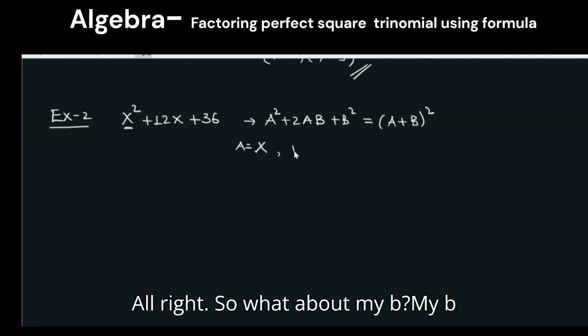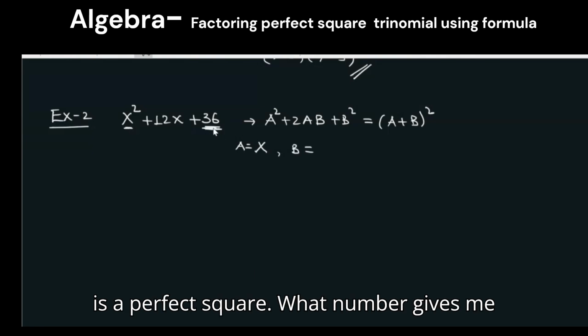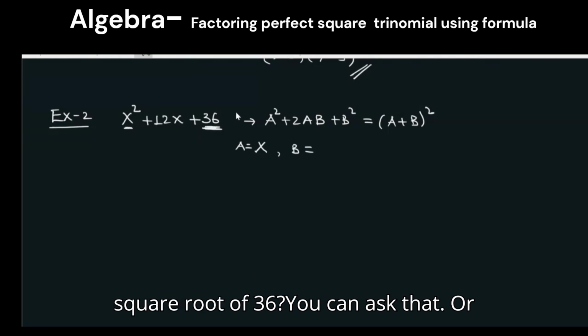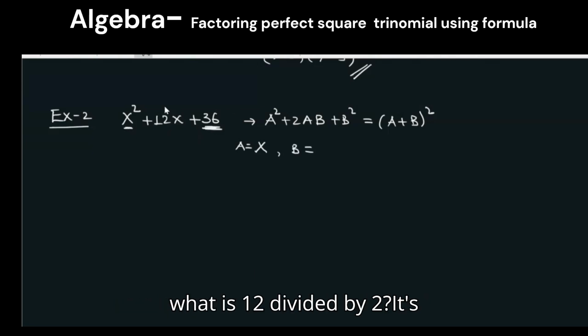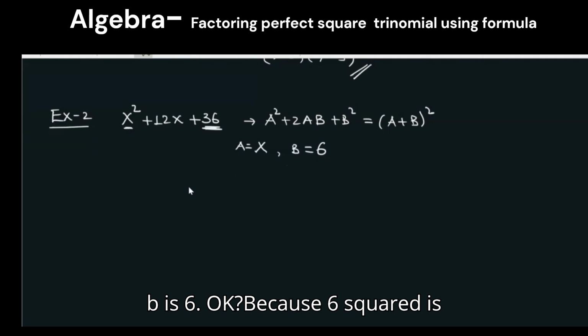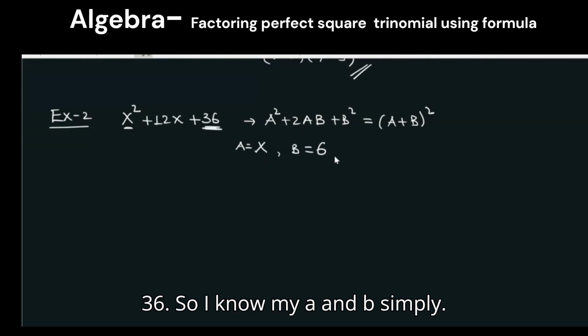So what about my b? Look at the last term, the c term. 36 is a perfect square. What number gives me 36 when I square it by itself? Or what is the square root of 36? Or what is 12 divided by 2? It is 6. So b is 6, because 6 squared is 36. So I know my a and b.